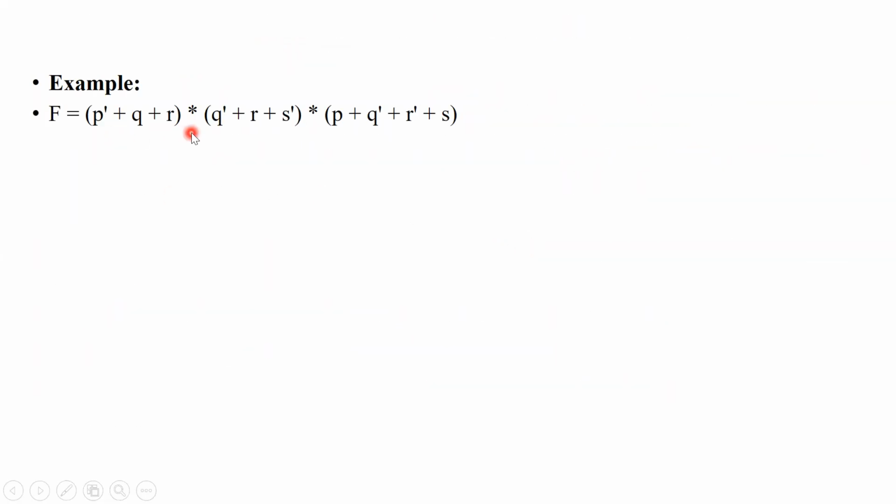Now, write down this example. So, we have P dash plus Q plus R into Q dash plus R plus S dash into P plus Q dash plus R dash plus S. So, seeing this, there are 4 expressions. These 2 don't have all the 4 expressions, so it is a non-standard form. So what I will do now, I will use the identity X into X dash is 0. Here P, Q, R, S is not there.